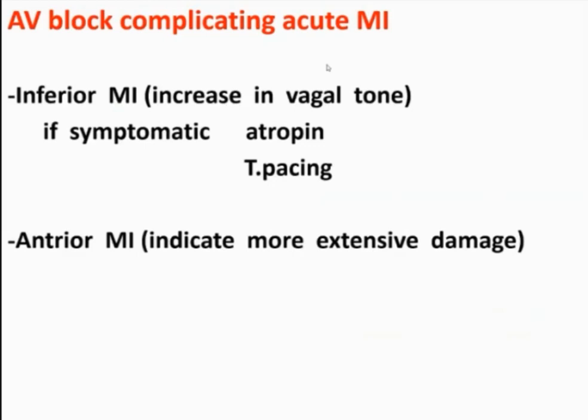A temporary pacemaker, because we think that in this inferior MI the vagal tone will be abolished and the heart will return back to normal. But the situation is not similar in anterior myocardial infarction, where there is more extensive damage and ischemia to the surrounding tissues, including the AV node, and the patient might need a permanent pacemaker in this condition.